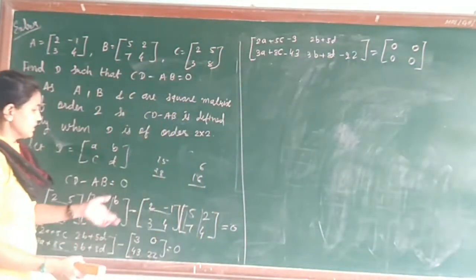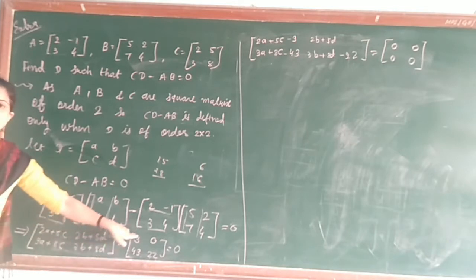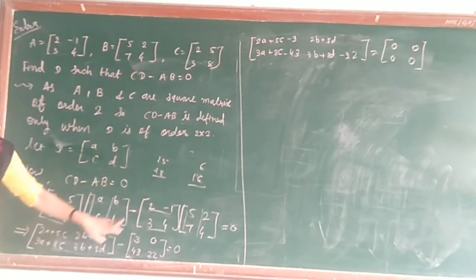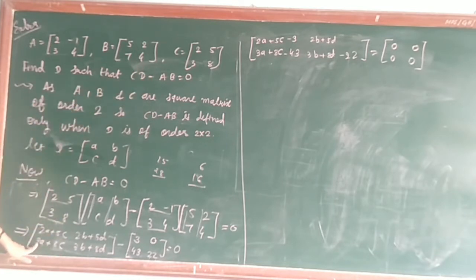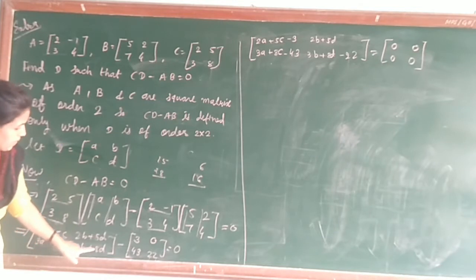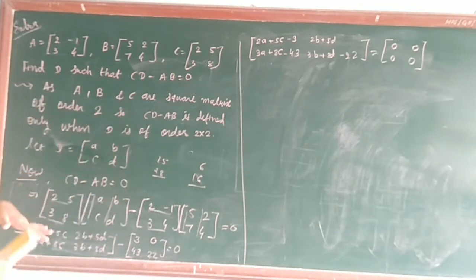Okay students, again let me see. What have we done? Minus. So in the minus, what is there? 2A plus 5C minus 3. 2B plus 5D minus 0. 3A plus 8C minus 43 and 3B plus 8D minus 22. So this is the subtraction we have applied.